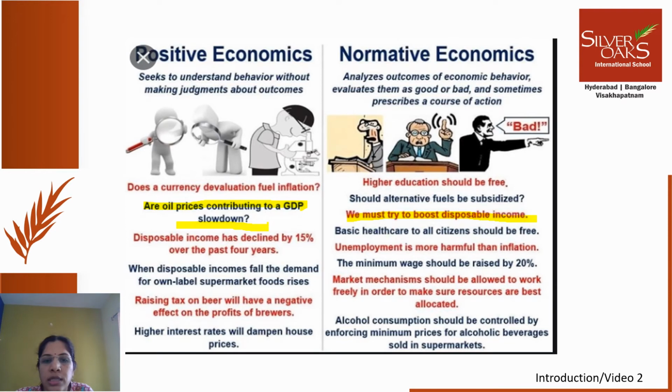Another statement we will see: raising tax on beer will have a negative effect on the profits of brewers. Now this can be true or it can be false, but it can be verified with facts and data, and hence it is a positive economic statement. Now if we look at this statement, unemployment is more harmful than inflation. On what basis a particular person is saying this, we don't know, but it is his belief, his understanding that unemployment is more harmful than inflation. It is based on his opinion. It's an opinion-based statement. Such statements come under normative economics.